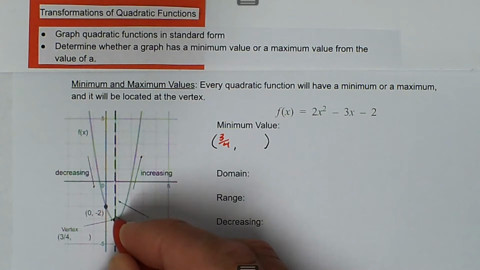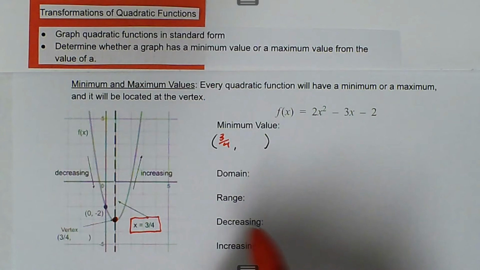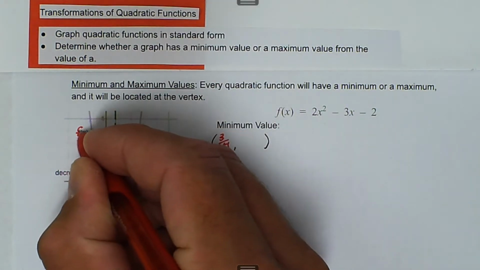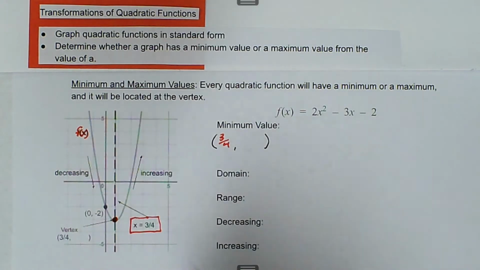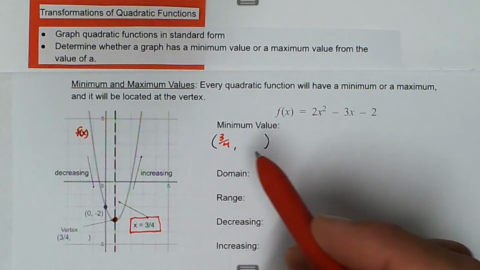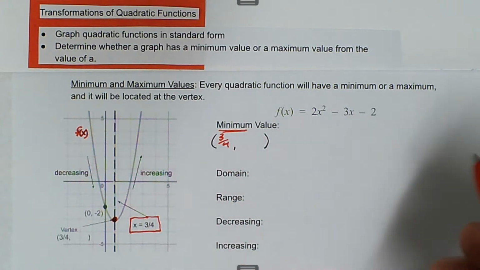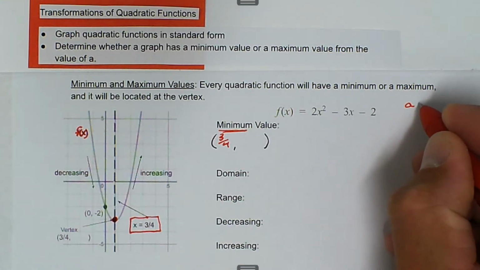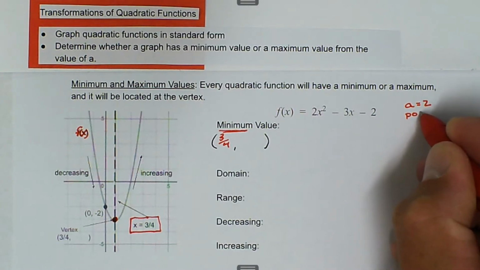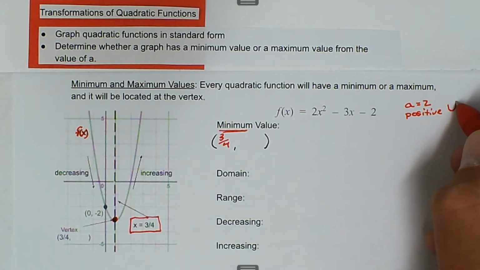So in this case, we already calculated the line of symmetry for this graph, which was f of x. We already calculated the line of symmetry was 3/4. So that's the x value of our vertex. And we know that this is going to have a minimum value because our A is 2, and that's positive. So our parabola is going to be concave up.